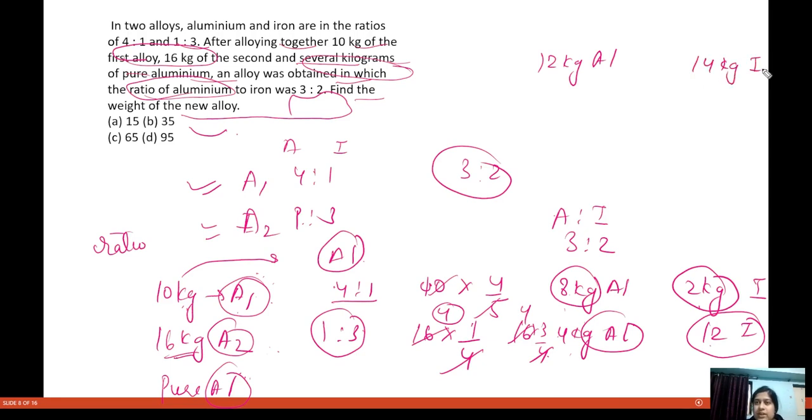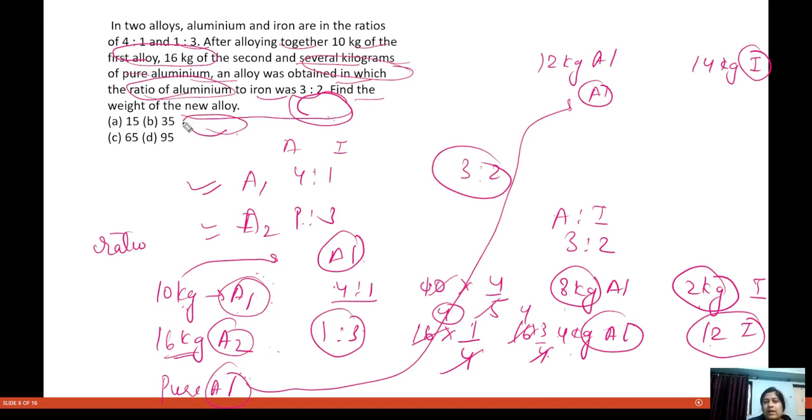14 kg iron. Now it is saying an alloy was obtained in which the ratio of aluminium is 3 is to 2. Now they are saying they are adding some kg of pure aluminium. Now we have to find the weight of the new alloy. See, this plus this is how much? 26. This plus this is 26, but this is not in the option.